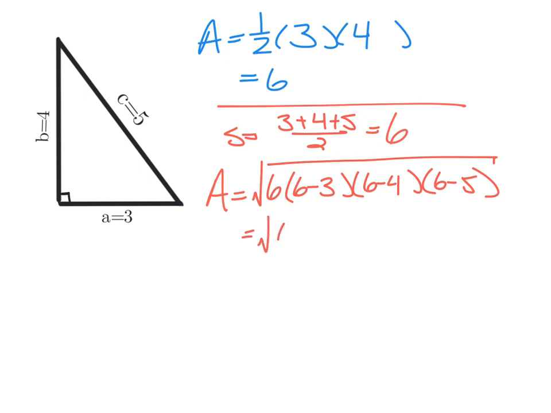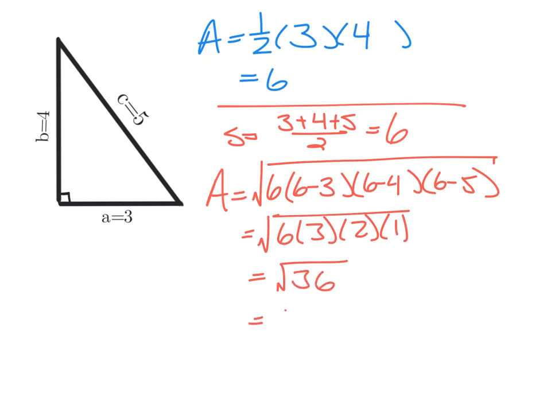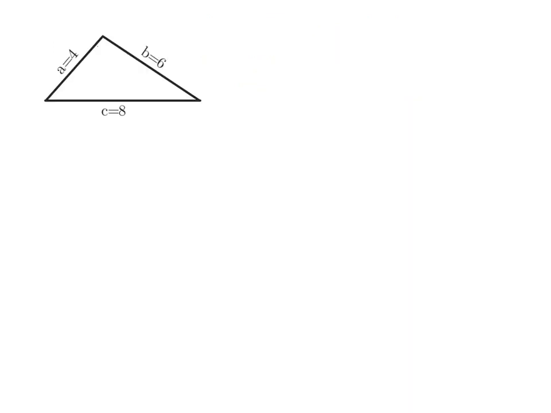So we're left with 6 times 3 times 2 times 1. Well, 1 times 2 times 3 is 6. 6 times 6 is 36, and the square root of 36 is also 6. Obviously, for a right triangle, this is a much more complicated way to find that area. However, as soon as we're dealing with a triangle that isn't a right triangle, it becomes a lot more difficult to not use Hero's formula in order to find that area.